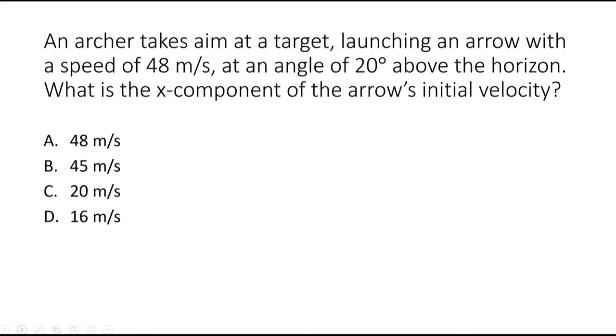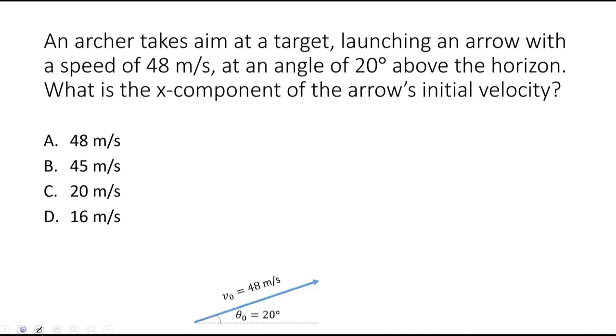Okay, let's do a practice problem here. So we have an archer who takes aim at a target and launches an arrow with a speed of 48 meters per second at an angle of 20 degrees above the horizon. And we want to know what is the x component of the arrow's initial velocity.